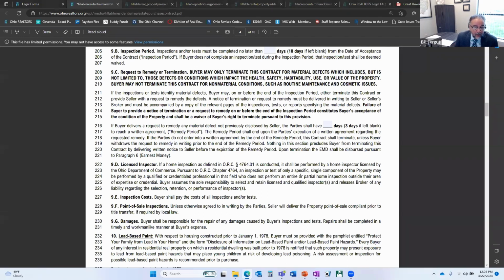Then note paragraph 9F. For those around the state who aren't from the Cleveland area, this is primarily a Cleveland suburb thing. The inner suburbs of Cleveland, such as Euclid, Cleveland Heights, and the like, have these point of sale inspections in order to maintain property values, and they require that properties be brought up to code before the transaction can be completed.